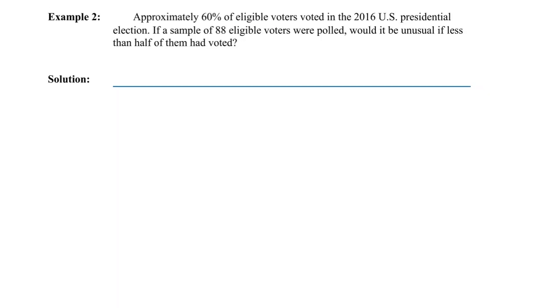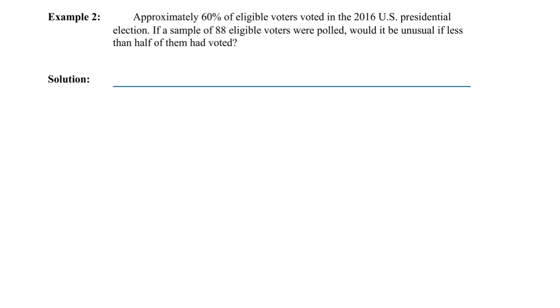This is an example using the central limit theorem to determine whether a given value of p cap is unusual. Approximately 60% of eligible voters voted in 2016 US presidential election. If a sample of 88 eligible voters were polled, would it be unusual if less than half of them had voted?